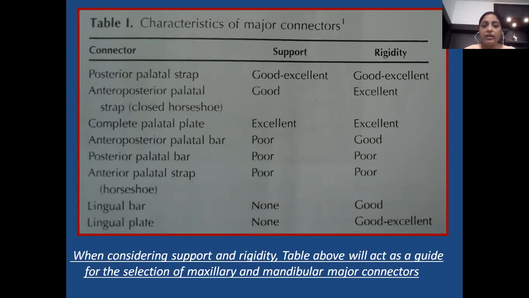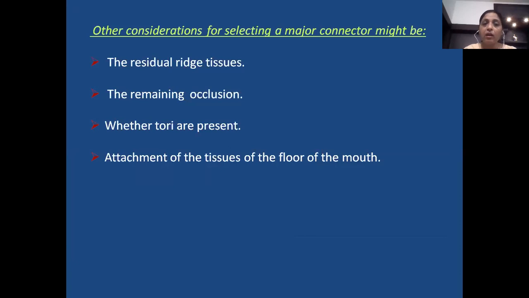Other major connectors like anterior palatal strap, anterior posterior palatal bar, or posterior palatal bar are poor for support and rigidity, as they don't cover that much surface area. Now, the other considerations for selecting a major connector, other than rigidity and support, can be the residual bridge tissues, the remaining occlusion, and whether tori are present or not.